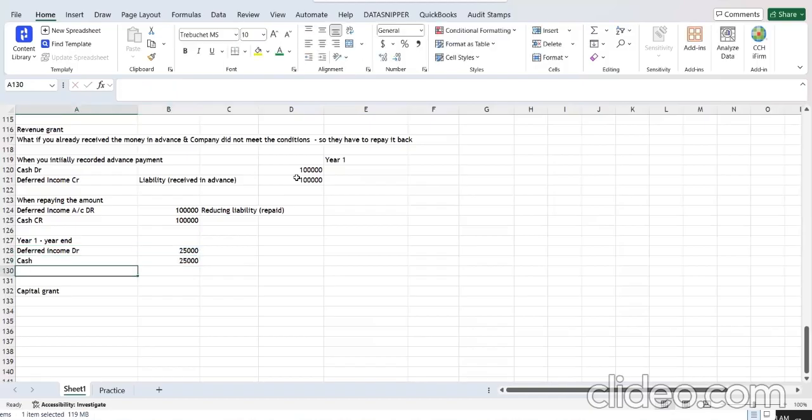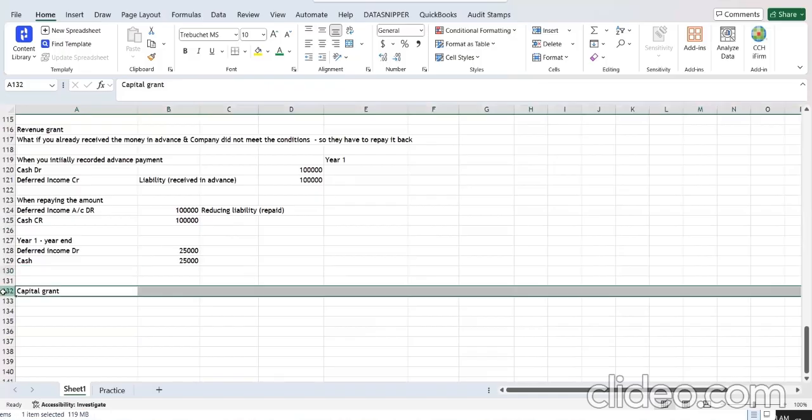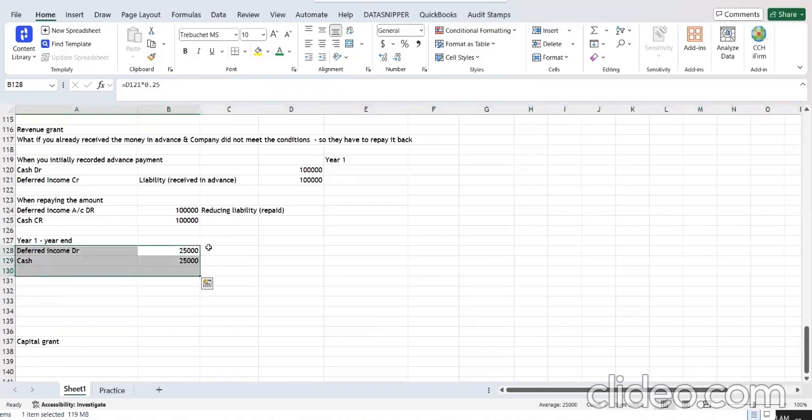So on your end, you recognized it. But when government came for inspecting that, did you meet the conditions or not? And if your conditions did not meet the expectations of the government, then government says, no, I want full 100,000 back. I will not give you 25,000 also because you did not pass our inspection test or you did not meet our quality test, right? So government is saying that even if you recorded it 25,000, I want it back.